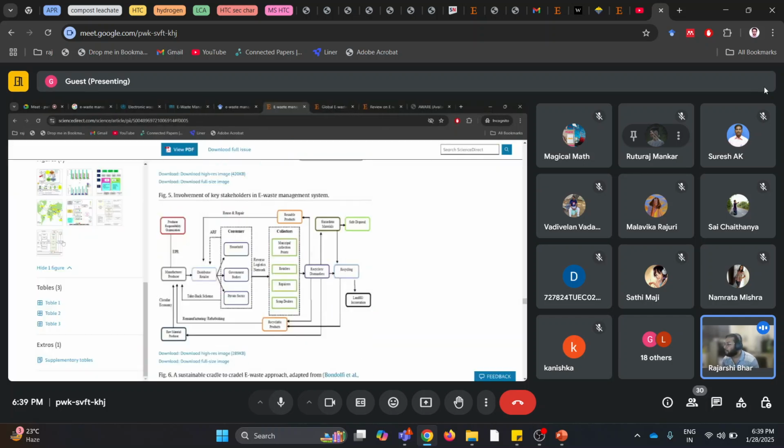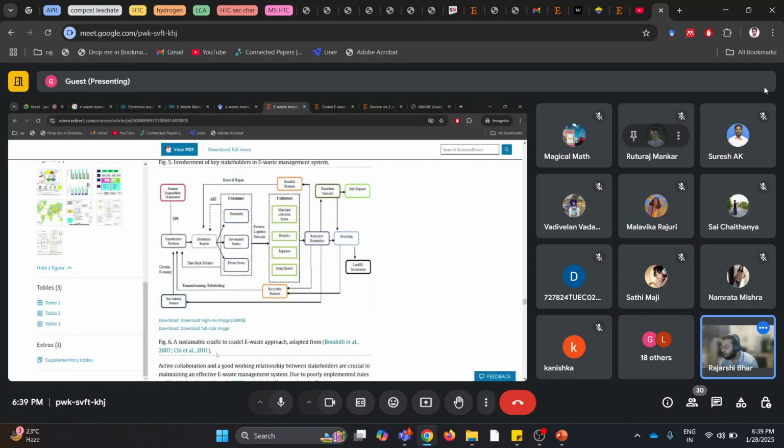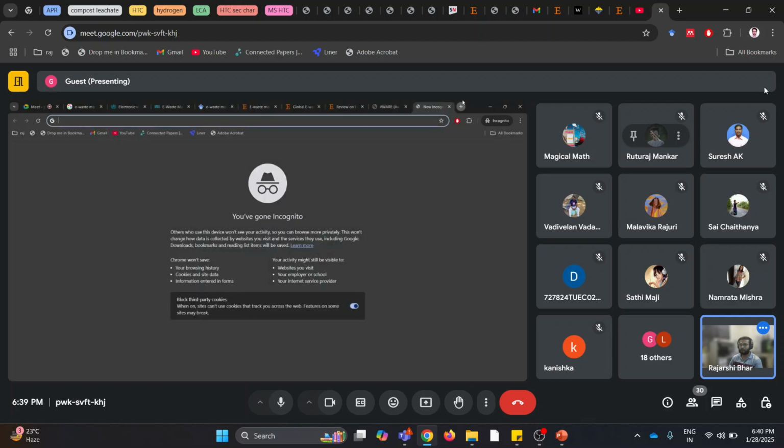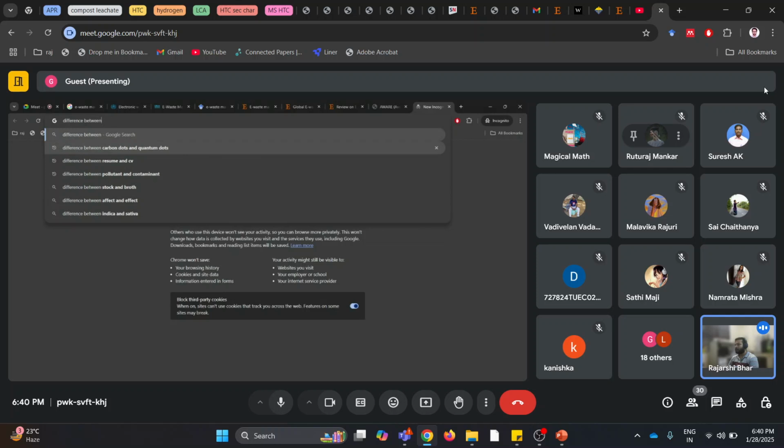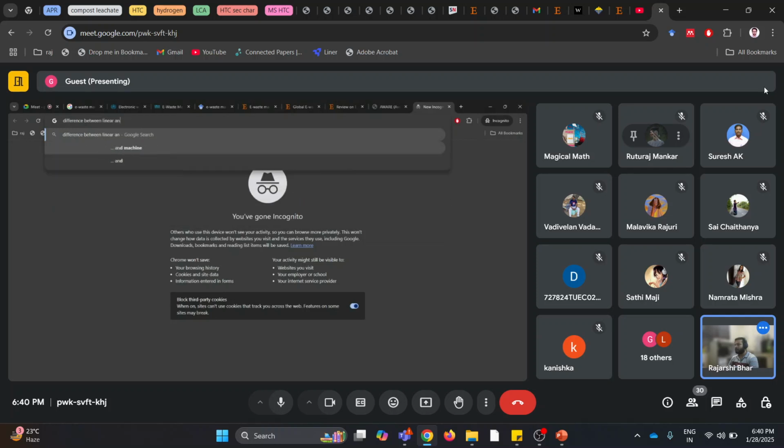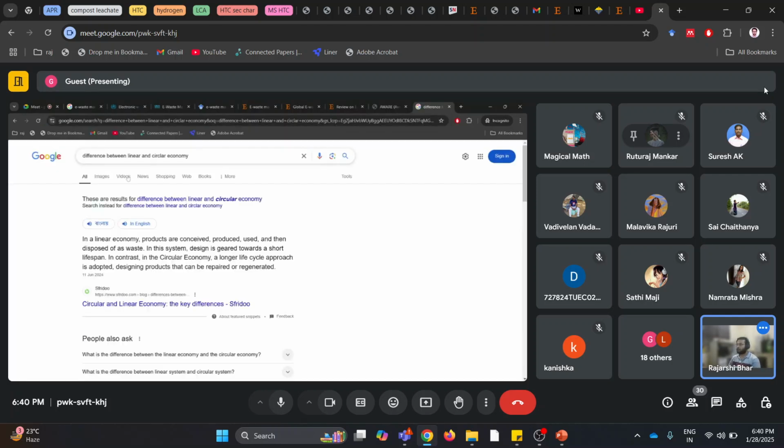Then after that, what is this? Cradle to grave, cradle to cradle e-waste handling approach. Okay, so the cradle to cradle e-waste handling approach basically pertains to the concept of circular economy, saying that in a circular economy there is a difference. It's better if I show you a figure. That will be much easier. The difference between linear and circular. Yeah, that will be helpful.